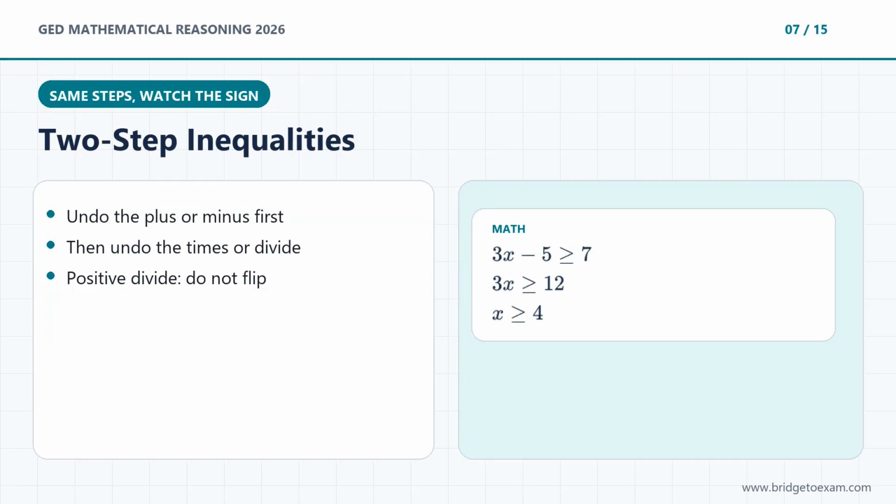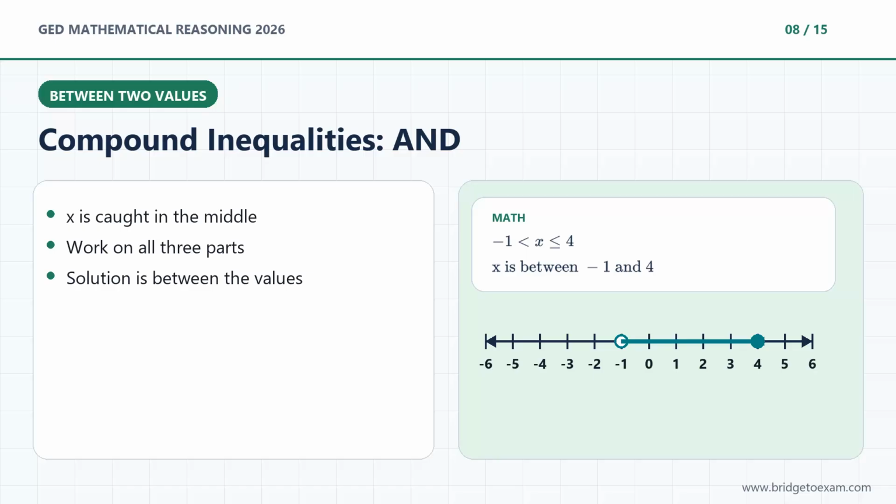Two-step inequalities work like two-step equations. For 3x minus 5 is greater than or equal to 7, first add 5 to both sides to get 3x is greater than or equal to 12. Then divide by 3. Because 3 is positive, we do not flip, so x is greater than or equal to 4.